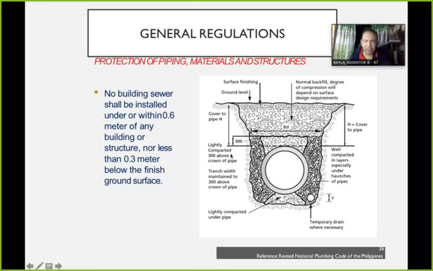Light compacted 300 above crown of pipe. This one 300. Then trench width maintained to 300 above crown of pipe. Where's that 300? This one. So from this provision, no building sewer shall be installed under 24 inches of any building.